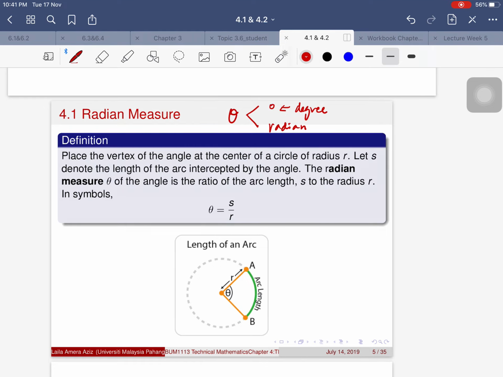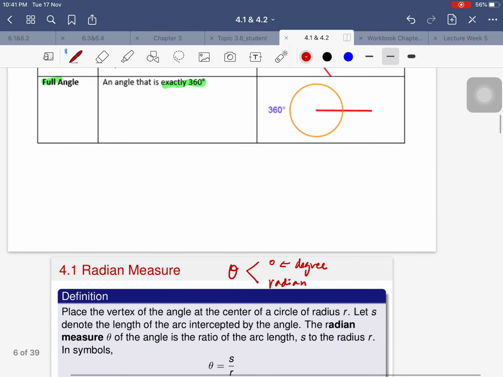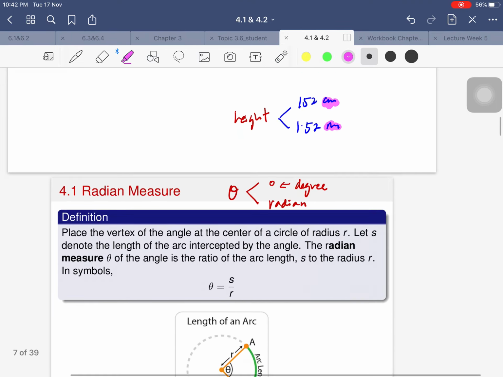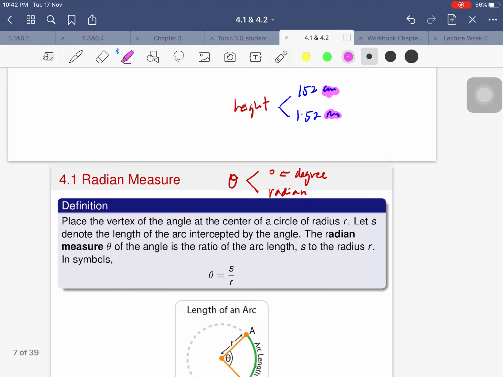It's simply the same as, let's say I'm talking about height, okay? If I talk about my height, my height is 152 centimeters. I know it's kind of short. And I can actually express it in meters as well. I can say that I am 1.52 meters. So it's just a matter of different units. One is centimeters, one is meters. So that will be the same for degree and radian as well. They are actually talking about the angle, but the unit is different.